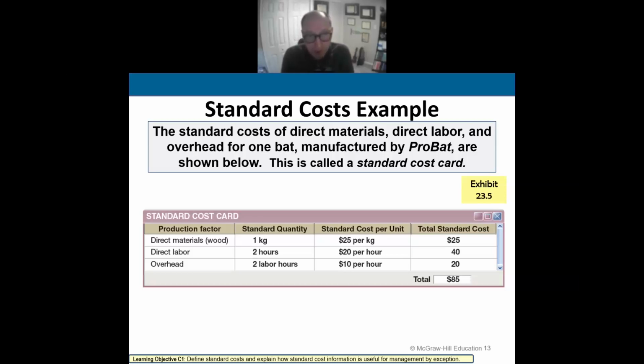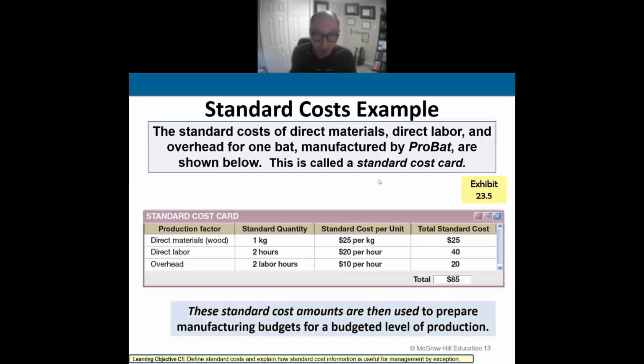The standard cost of a kilogram of wood is $25 per kilogram. The labor is $20 per hour, and the overhead is $10 per hour. So we simply take the quantity times the standard cost per unit to get the total standard cost. $25 for wood, $40 for labor, $20 for overhead. Total standard cost is $85.